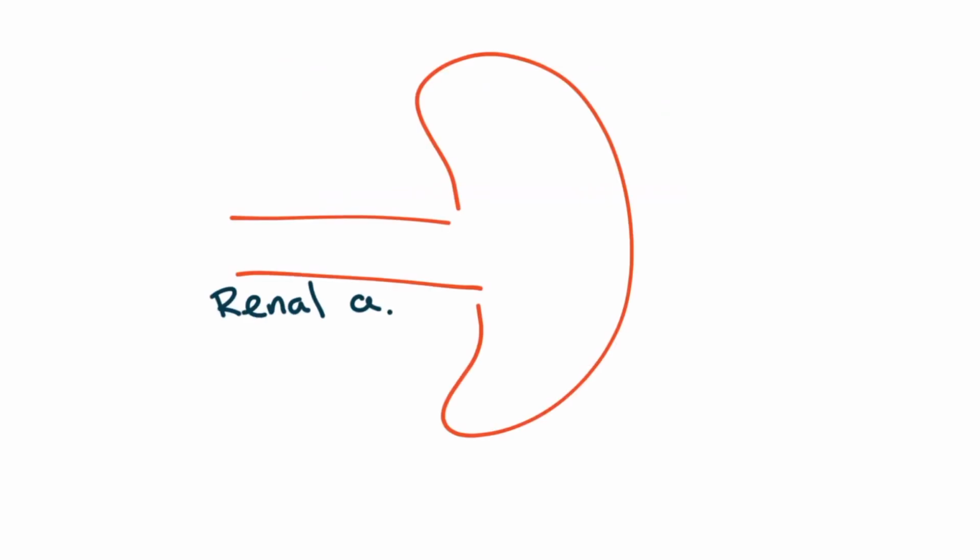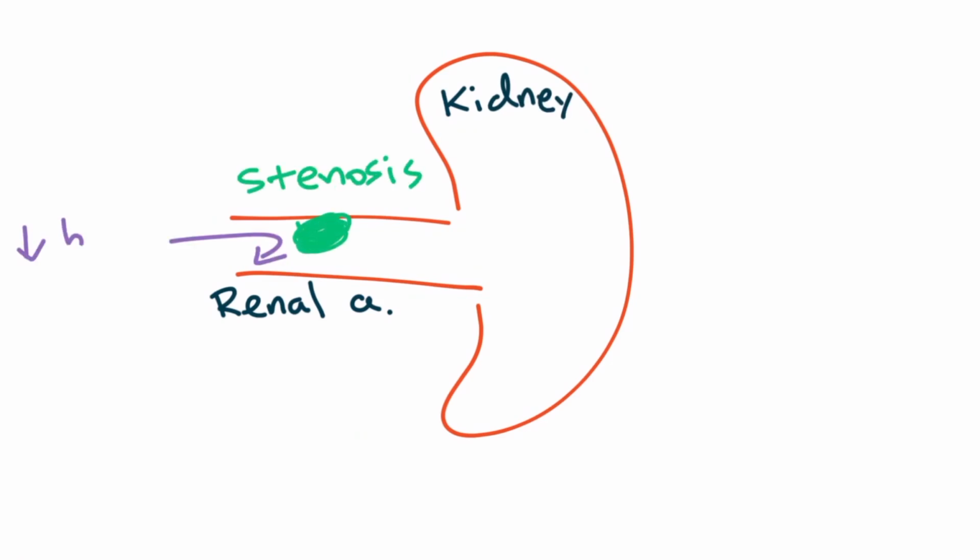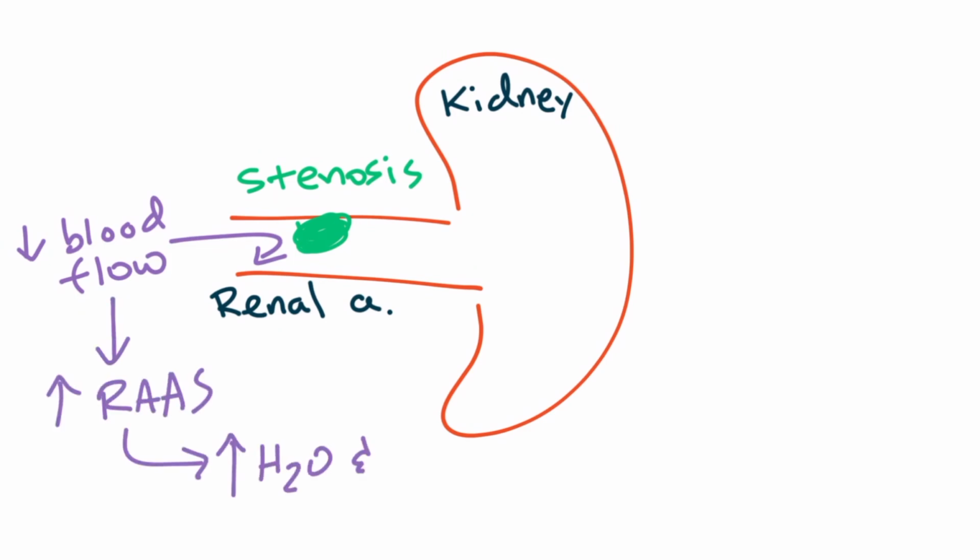For example, in a patient with stenosis of the renal artery, the blood flow to the kidney is obstructed. So if this is the renal artery and this is the kidney, stenosis of the artery would result in decreased blood flow. This would activate the renin-angiotensin-aldosterone system. Aldosterone would reabsorb water and salt, and this would in turn elevate the blood pressure. A very similar mechanism would occur in a patient with fibromuscular dysplasia.